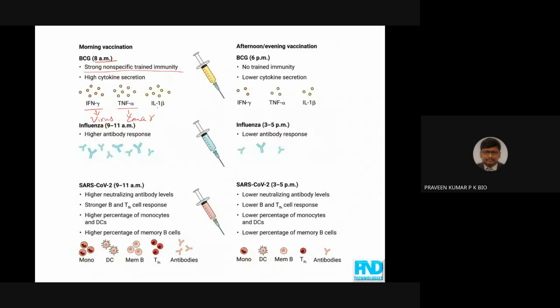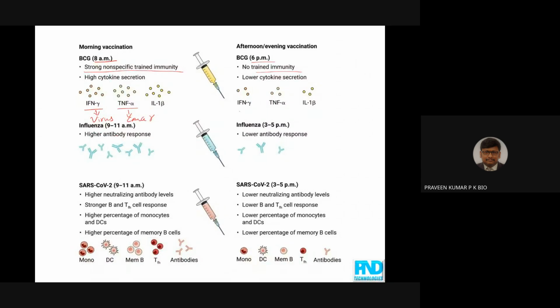Okay, so like this, you can see these cytokines are important, and you can see it is highly secreted in the morning at around 8 a.m. If it is trained at 6 p.m., you find no trained immunity. Cytokines are secreted at a very minimum level, so this is not going to give a good immune response. So if your child is going to take BCG, better to take it in the morning.